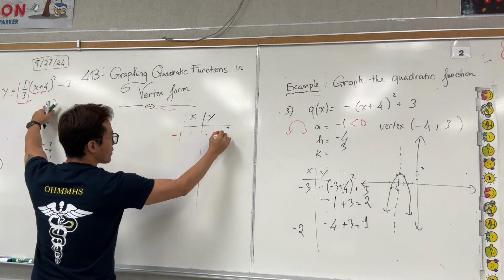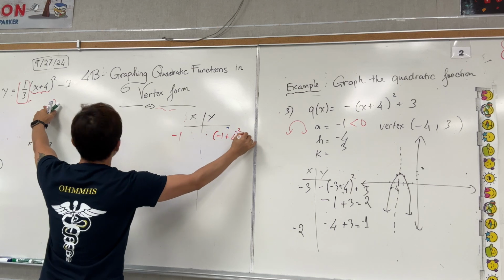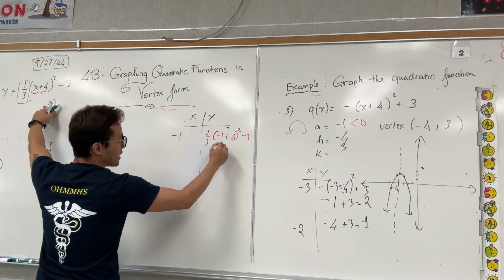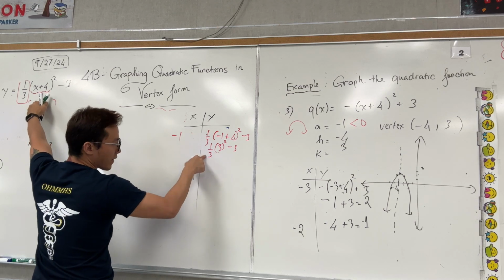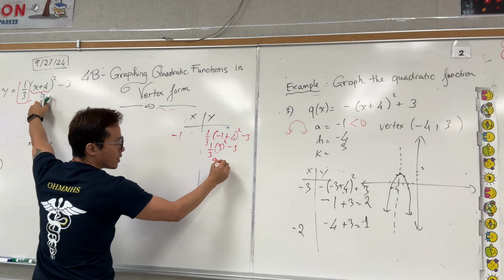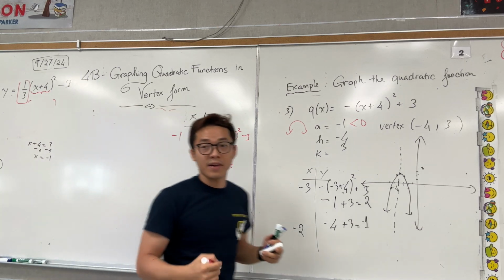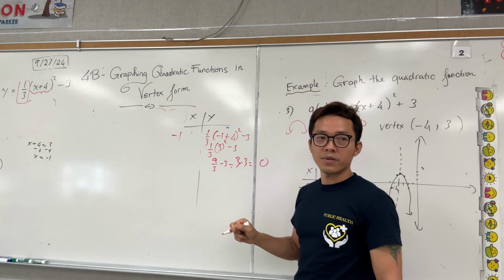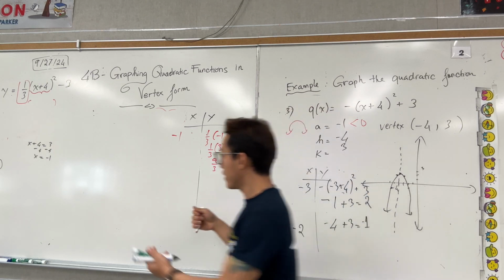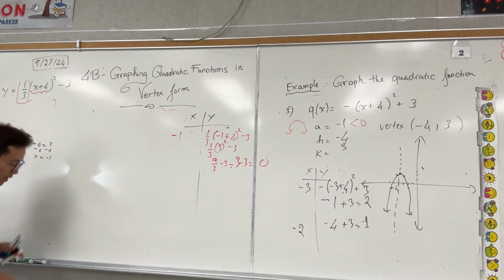Because when I plug in -1 plus 4 is 3. And then 3 squared is 9. And 9 divided by 3, so the fraction is gonna be gone. 9 over 3 minus 3. What is 9 divided by 3? 3. Oh, 3 minus 3 is 0. See, that's the best number. Okay, so -1 and 0.